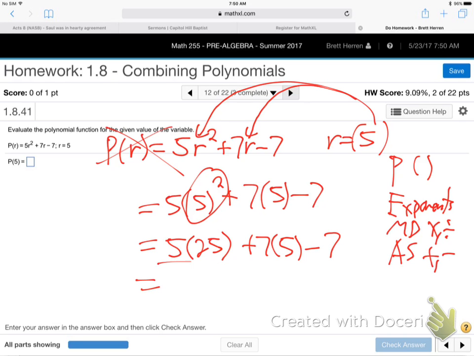Anyway, so we do the multiplying, 5 times 25, 125. What's this, 35? Choose your calculator. One's at 160, 153? Thank you. 153. Is that good? Questions on that? Just got to be careful.